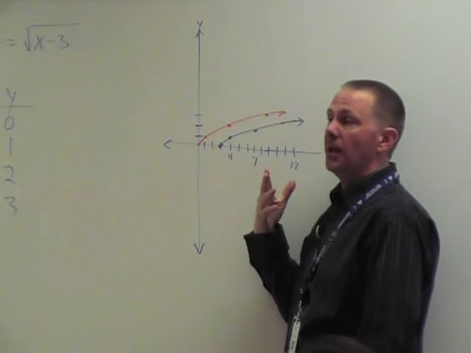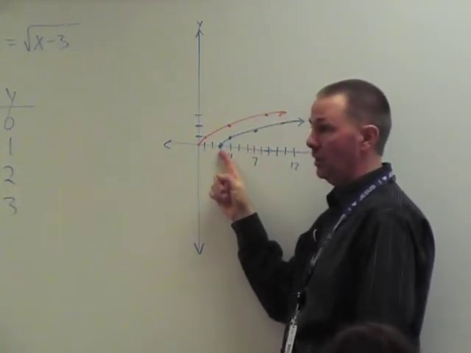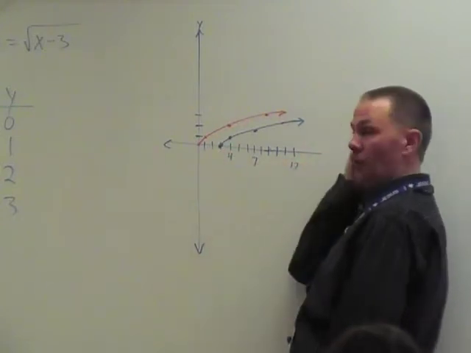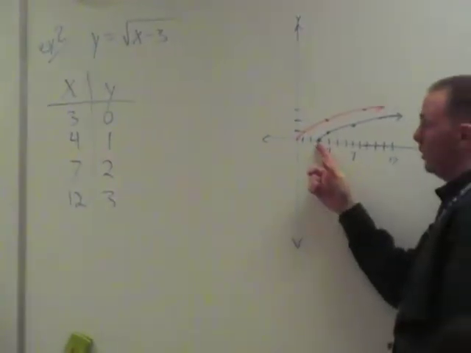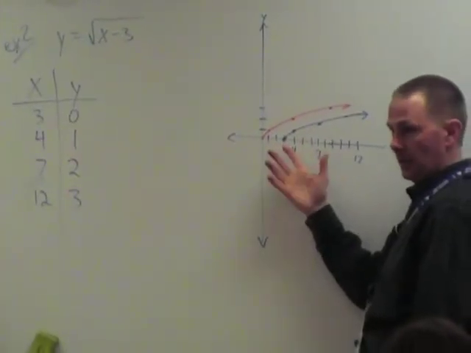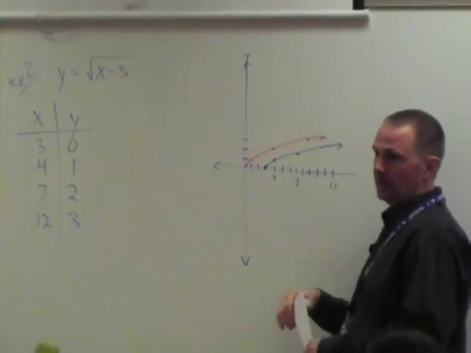When I ask you for the domain, what x values work? Well, it starts at 3, and then goes to infinity that way. So the only way to express that is to say greater than or equal to 3. Okay? Same thing with the y. It starts at 0 and goes up. Alright?